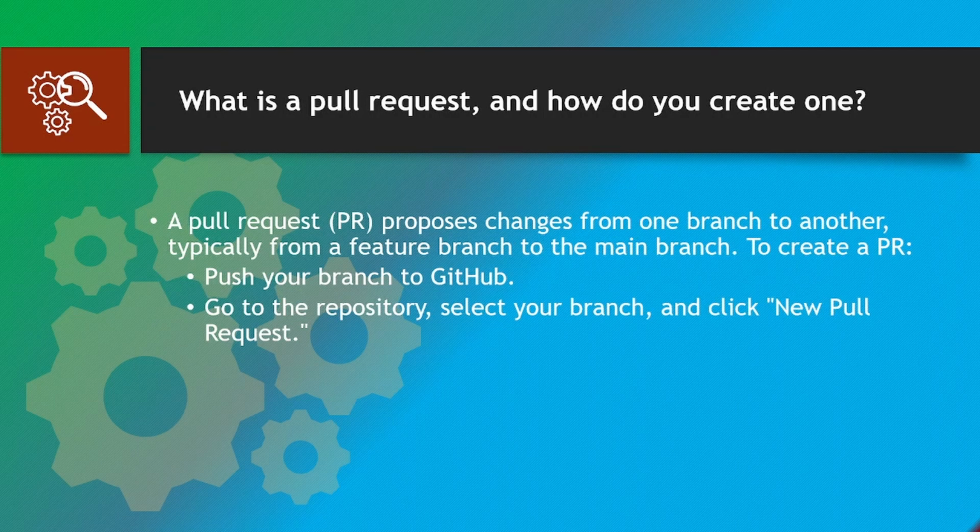What is a pull request and how do you create one? A pull request (PR) proposes changes from one branch to another, typically from a feature branch to the main branch. To create a PR, push your branch to GitHub, go to the repository, select your branch and click New Pull Request. This is the way we can push code from a testing branch to the main branch.